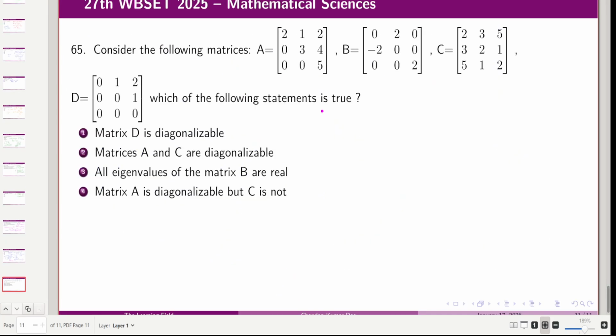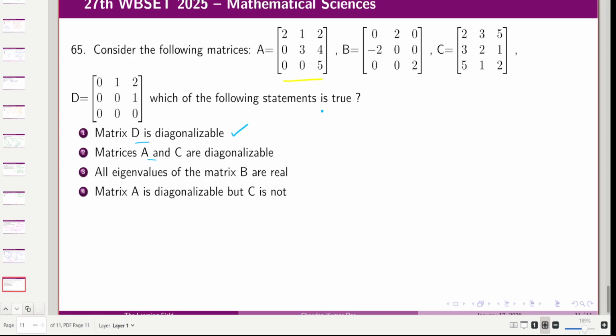Now, this question is again from linear algebra. I think this is the last question of today's lecture. There is no other question in the linear algebra portion. It says consider the matrices as given. Then which of the following statements are true? Matrix D is diagonalizable, A and C are diagonalizable, or eigenvalues of B are real. So first we start with D.